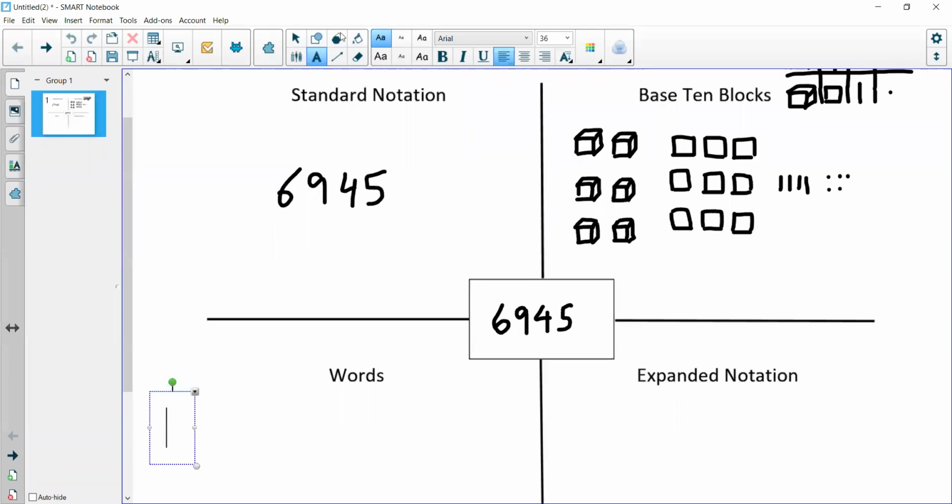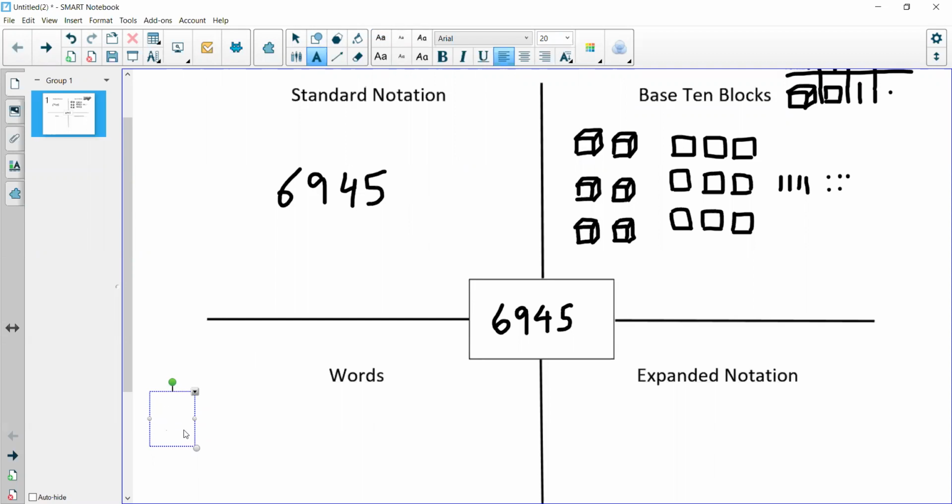Another way you can represent 6,945 is by using words. When you write numbers in words, you want to make sure that you keep a dash in between the tens and the ones.